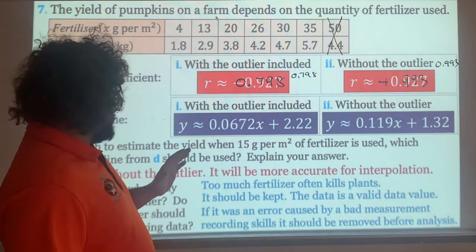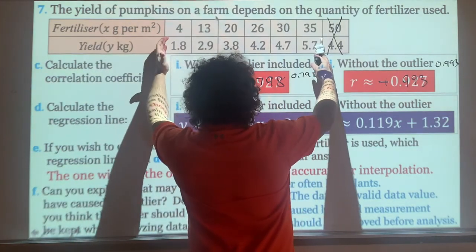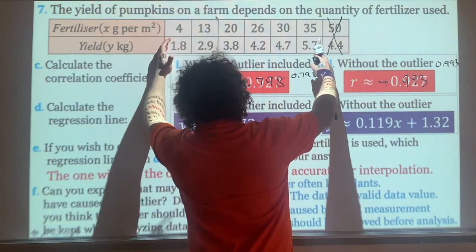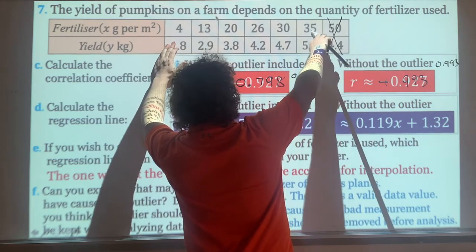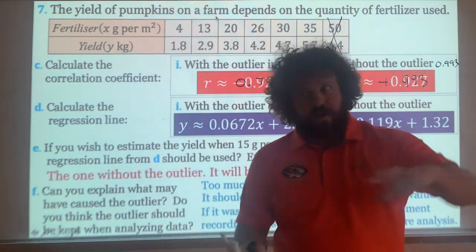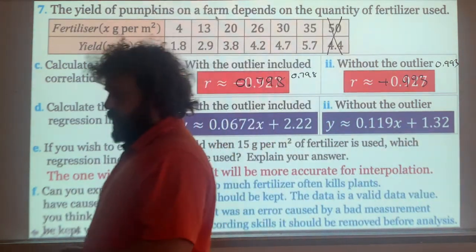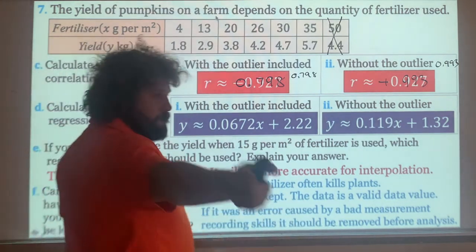So what I would personally do is take it out and then just switch my interpolation from 4 to 35. Now say you had a value above 35, like 40 or 45, then you would want to keep this data because it would bring down your gradient, which would actually help your data. Okay? Got it? Good.